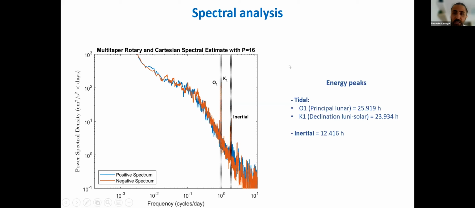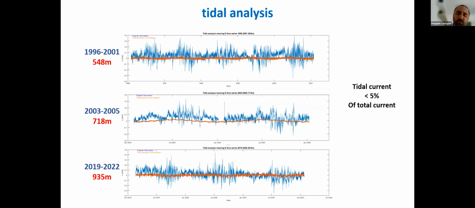If we do a tidal analysis of the currents, we observe that the tides are very weak at all depths. You can see that they are very weak at around 500 meters in the intermediate data, very weak at 700 meters, very weak around 1000 meters. This is just for a few years, this is 1996-2021 and this is 2022, but we see the same thing for all the data we have. From all time series at every depth, we see a very low tide, usually weaker than 5% of the total current.